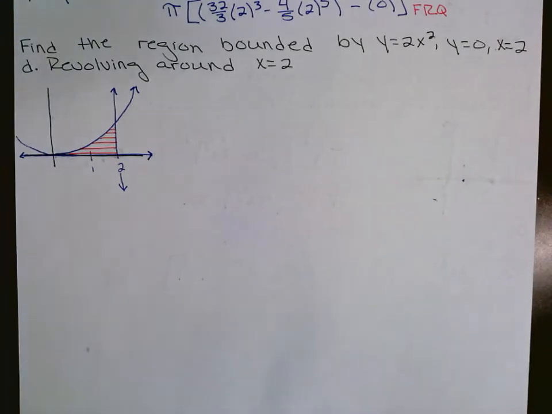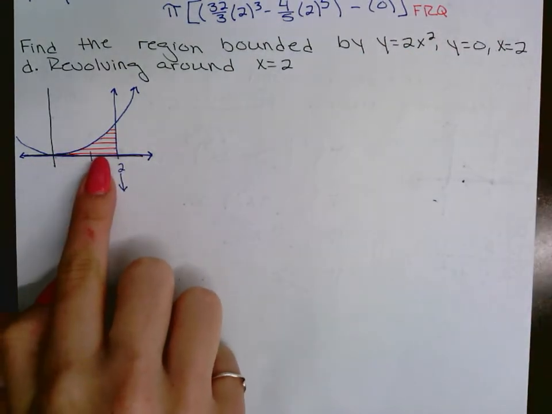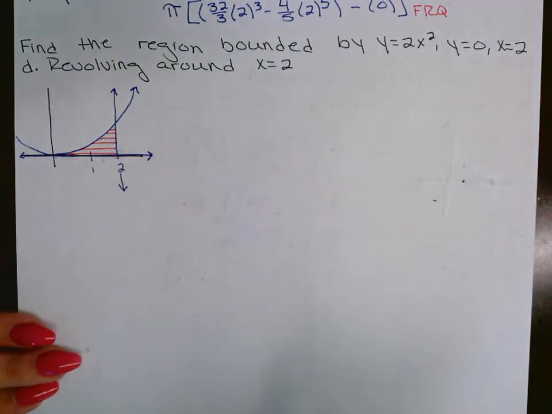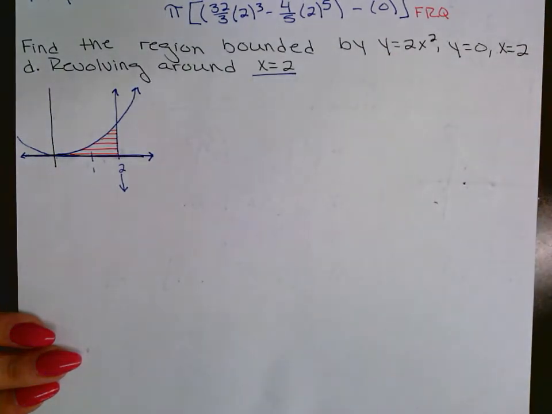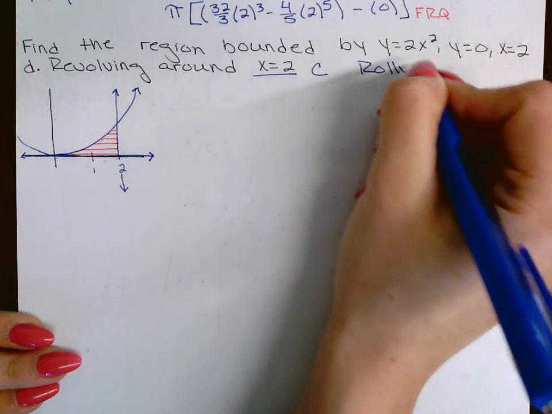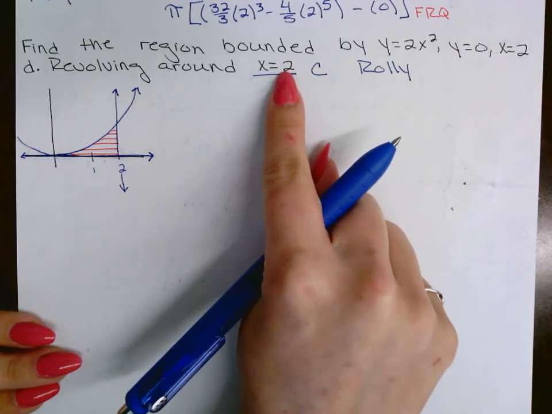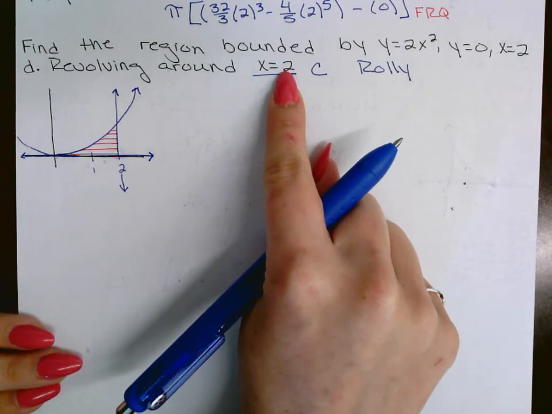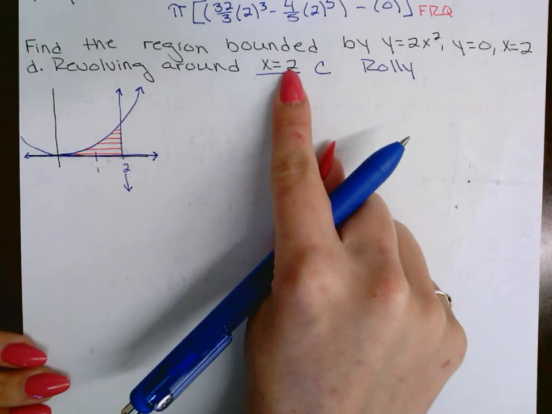So for our last example, we're going to see the same exact image, right? We're still using the same three functions, the same exact image. But now we are revolving around x equals 2. So when I revolve around x equals a number, this is a Rolly. So this is a hard one. This is probably the worst one we'll see because it is a Rolly, and then my C is not a 0, so that won't cancel out.